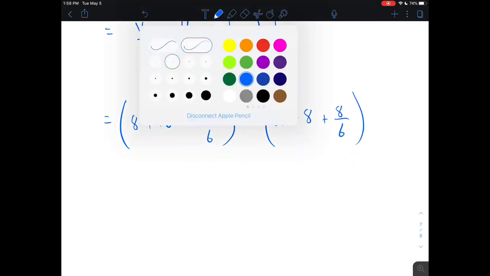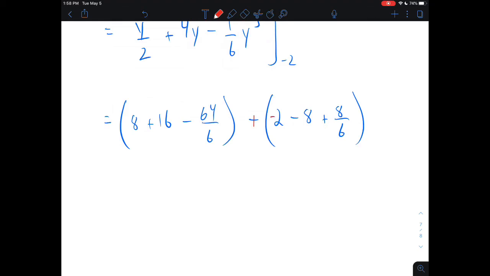So then just simplifying all that's left, 8 plus 16 is 24, minus 2 is 22, plus 8 is 30. Negative 64 over 6 minus 8 over 6 is negative 72 over 6, which is 12. So this is 30 minus 12, which is 18.